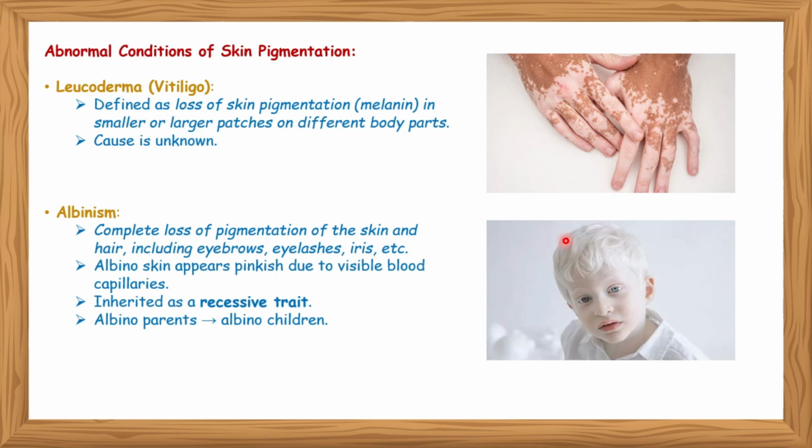Albinism is the complete loss of pigmentation of the skin, and here including eyebrow, eyelashes, iris, etc. Albino skin appears pinkish due to visible blood capillaries. It is inherited as a recessive trait.